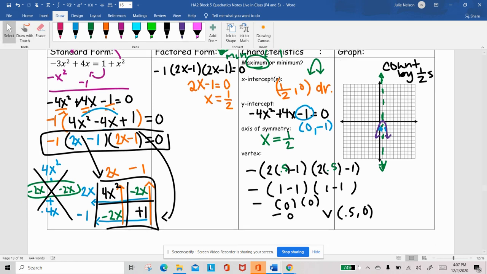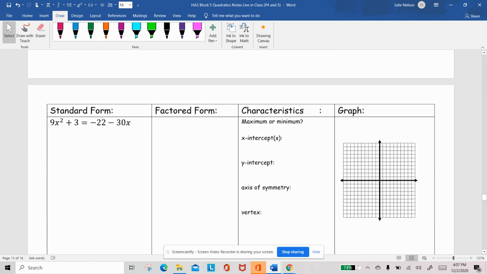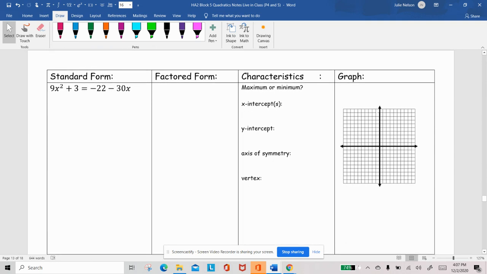Let's do one more just to make sure that we have it. So 9x squared plus 3 equals negative 22 minus 30x. Let's see if we can go a little bit faster on this. The first thing I want to do is set my terms equal to 0, because it's kind of scrambled right now. It's not y equals, and not everything is on one side of the equal sign. So I'm going to move this negative 22 over by adding it, and I'm going to move this negative 30x over by adding it.